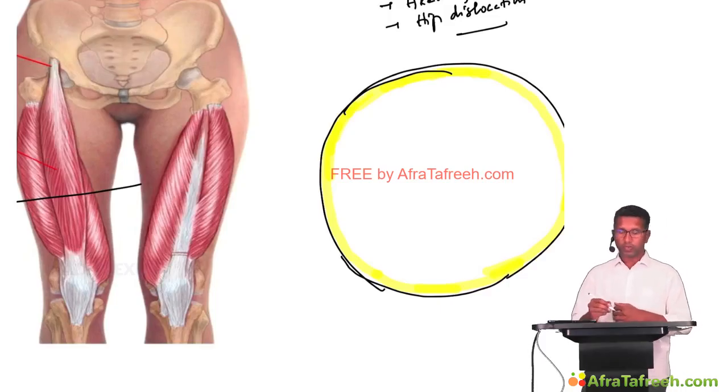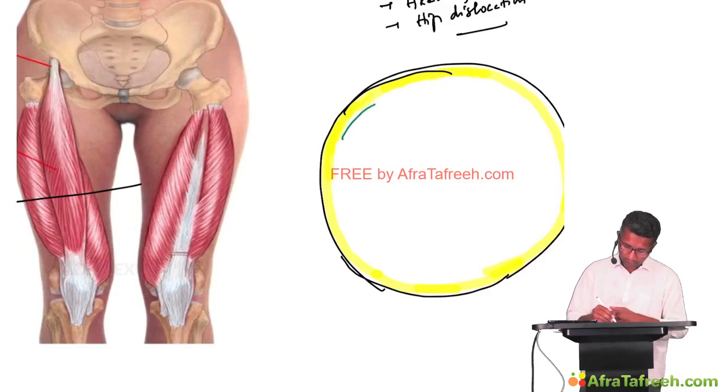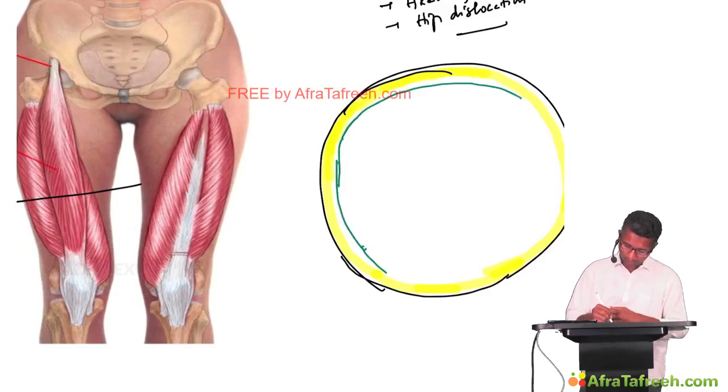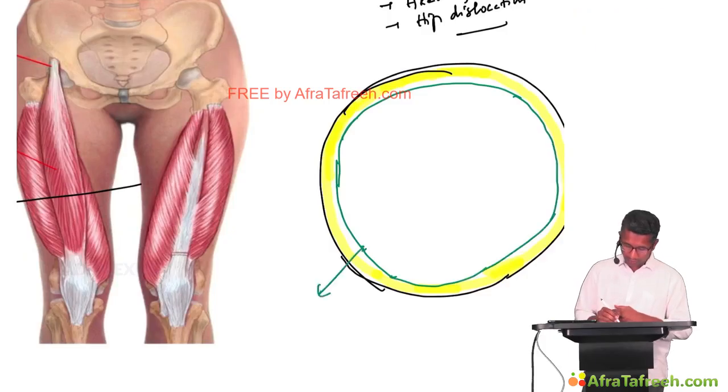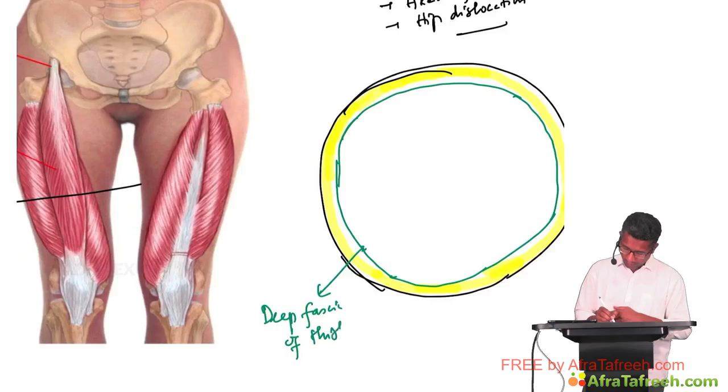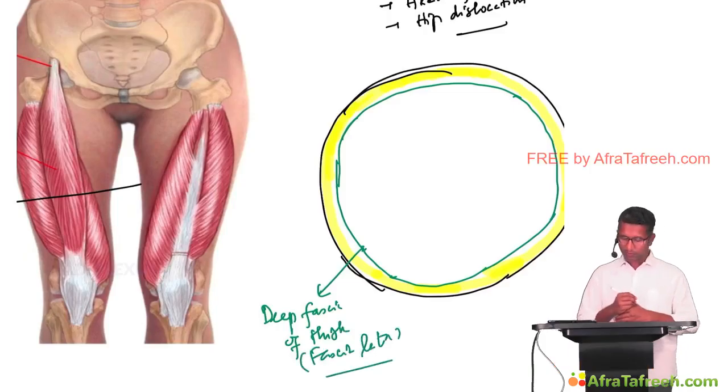Now deep to the superficial fascia, you get the next layer, which is called the deep fascia. Okay, so the deep fascia of the thigh is called what? The deep fascia of the thigh is called the fascia lata. It is called fascia lata.